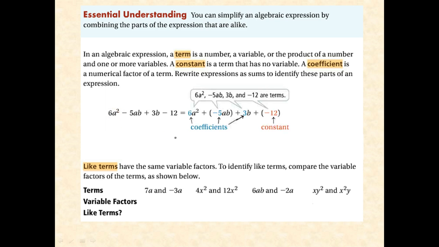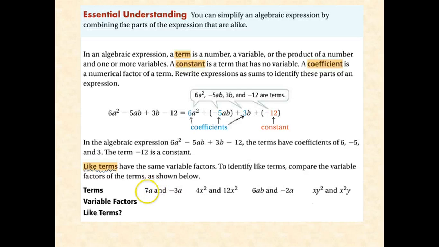Alright, so let's take a look at this expression. The coefficients are 6, negative 5, 3, and negative 12 is the constant coefficient. The terms are 6a squared, negative 5ab, 3b, and negative 12. Like terms are terms that have the same variable factors. They have to have the same variable to the same power.